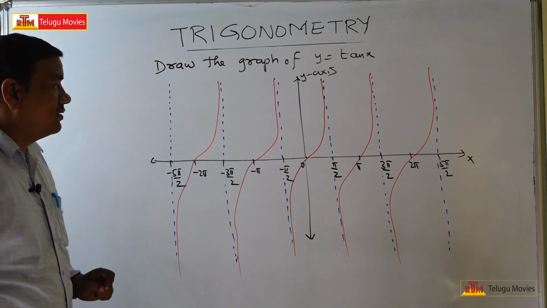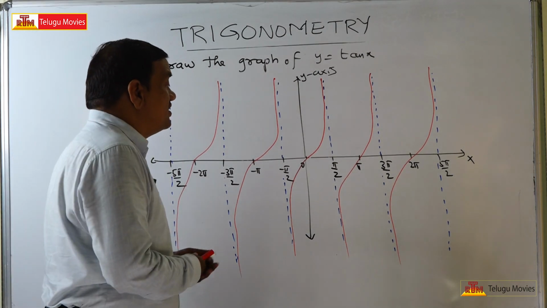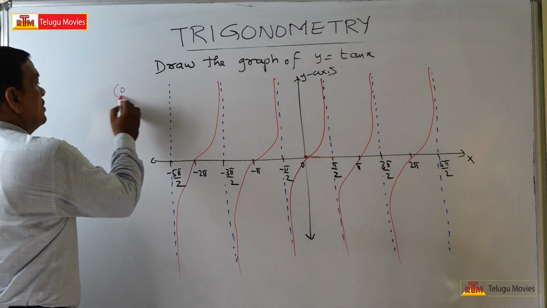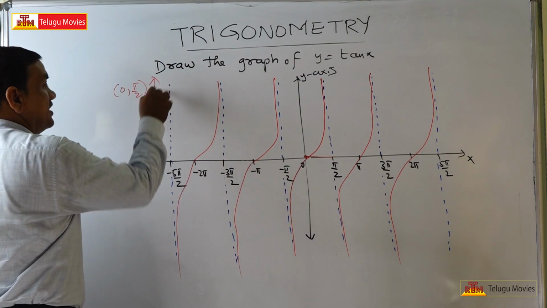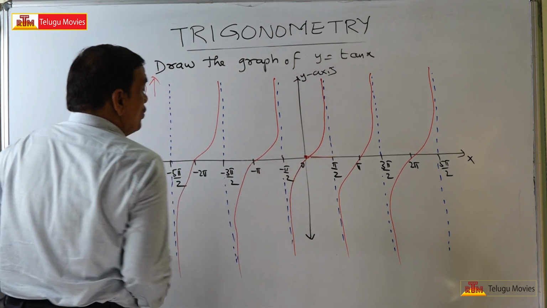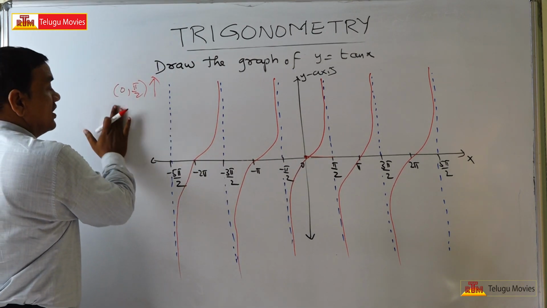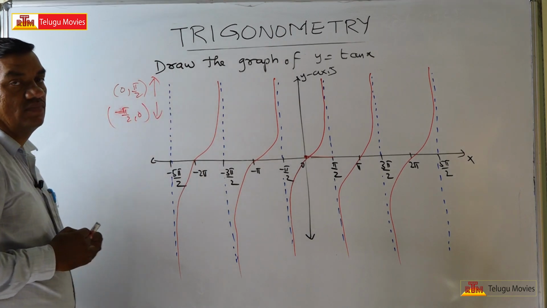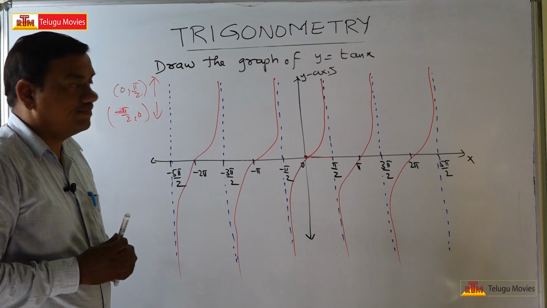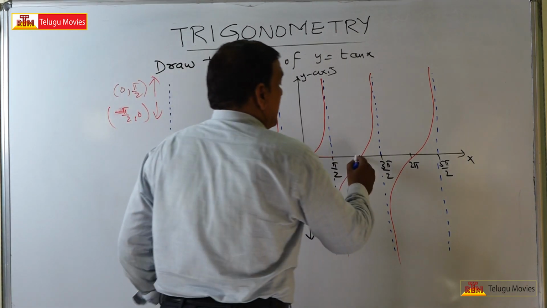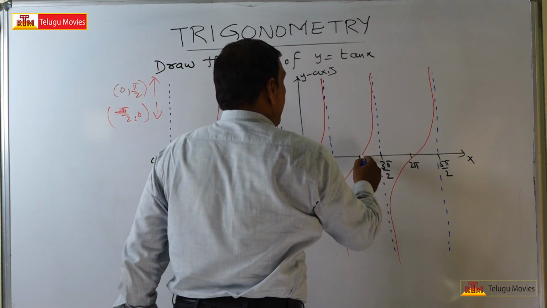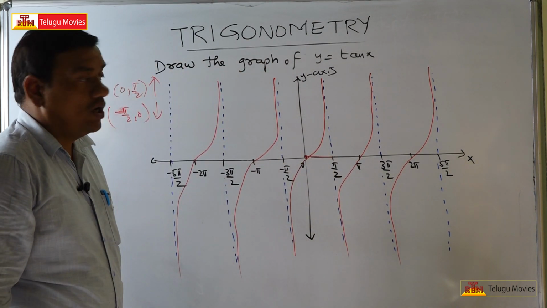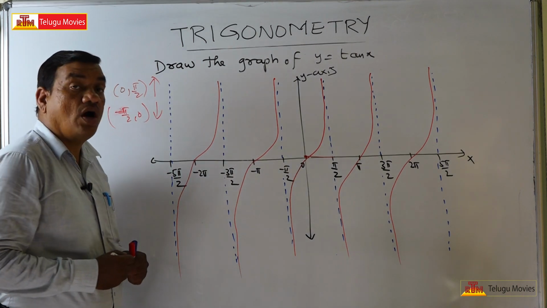And one more thing: this is increasing in the interval 0 to pi by 2. And in the interval minus pi by 2 to 0, it is decreasing. Understand? Here also, from pi by 2 to 3 pi by 2, it is increasing, and from minus pi by 2 to minus 3 pi by 2, it is decreasing. That is the second thing that you have to observe.